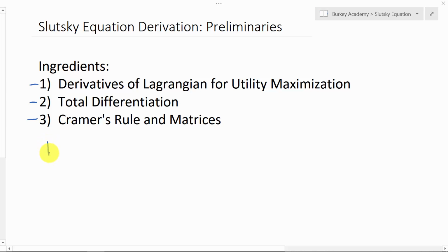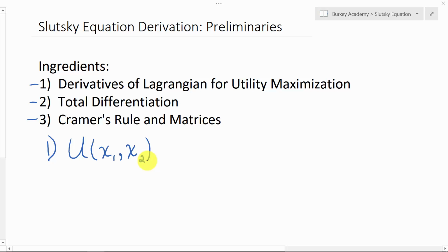Item number one, derivatives of the Lagrangian function for utility maximization. I've done this with an example functional form in another video, but here what we want to do is set up a general Lagrangian. A general Lagrangian builds in two things. A utility function, and instead of x and y, which I usually talk about, we're going to talk about good x1 and good x2, so that we can be consistent with this handout that we're going to be working through.